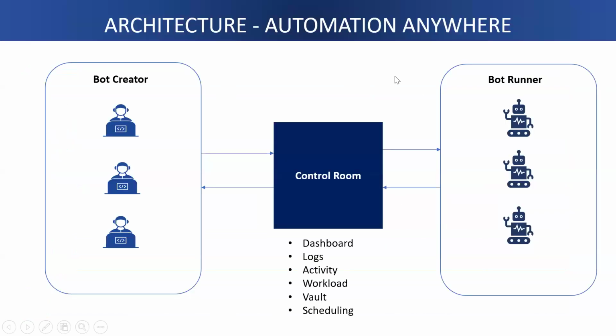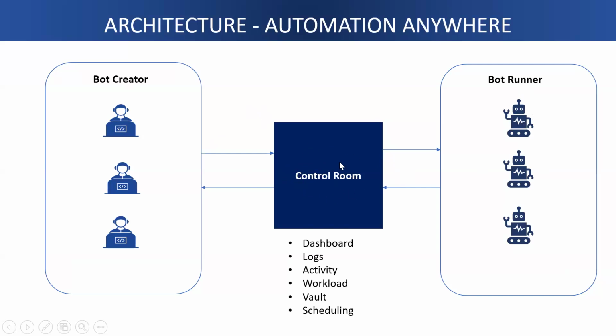Then the architecture of Automation Anywhere, like I explained previously. There's the control room, which is a server application, and the bot creator, where we write the logic, and the bot runner, where we run the bot. The bot creator and bot runner are the client machines, and the control room is a server application.